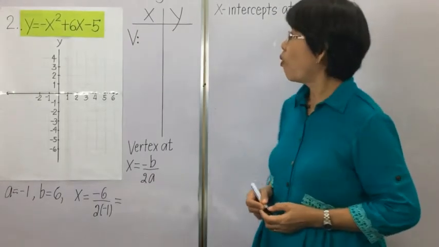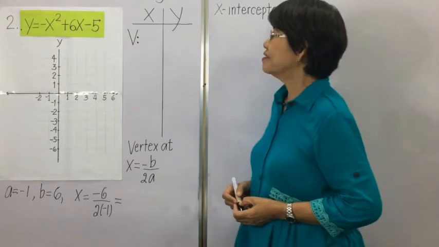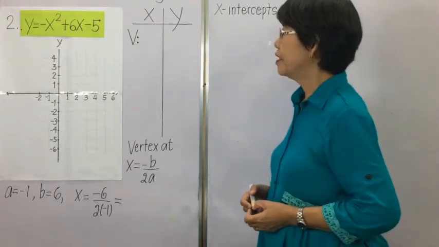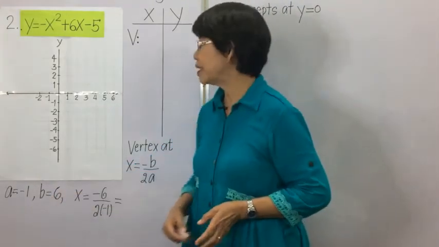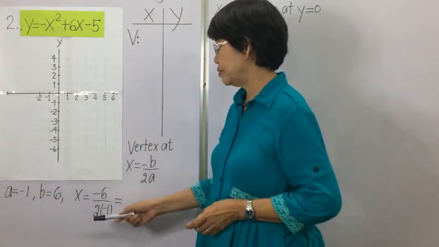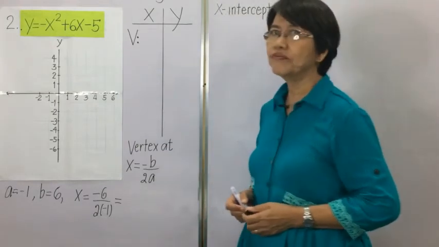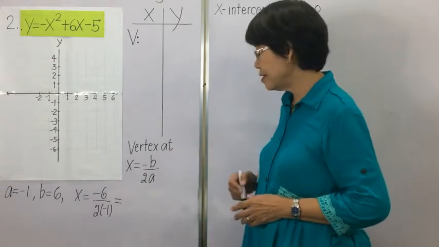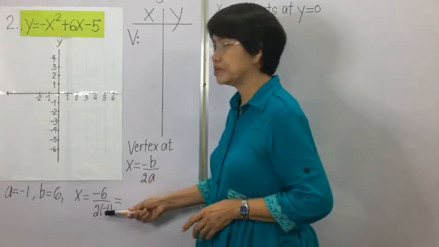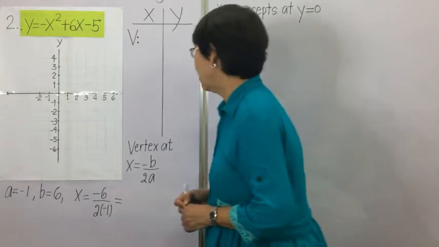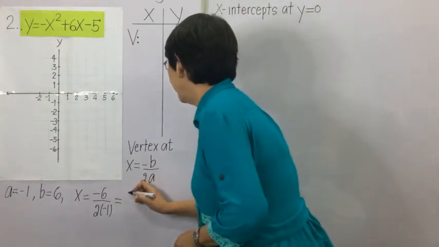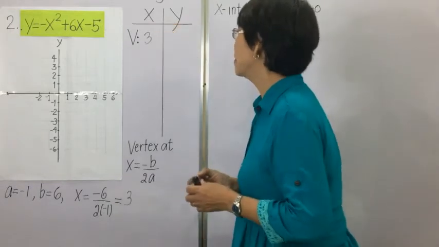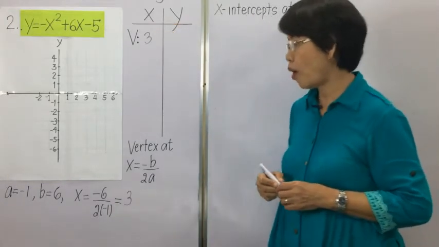Example number 2, y is equal to negative x squared plus 6x minus 5, where a is equal to negative 1 and b is equal to 6, and our vertex will be at x is equal to negative b over 2a, so negative 6 over 2 times negative 1. So we have positive 3.